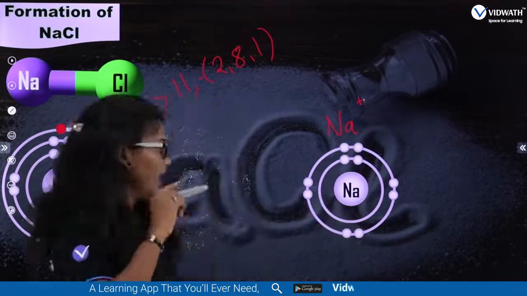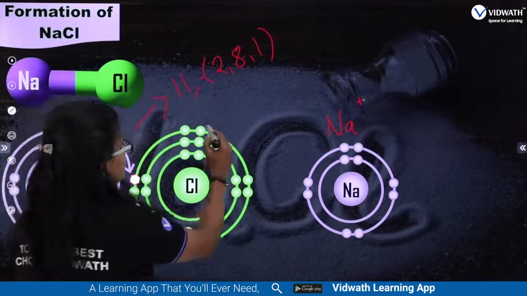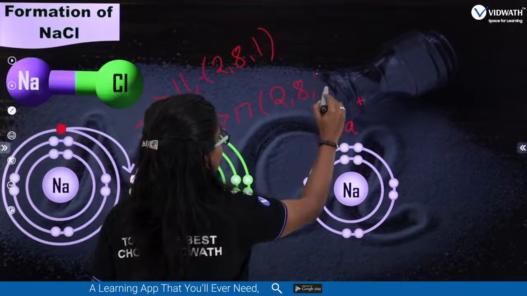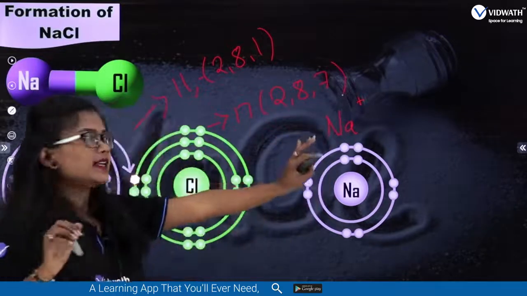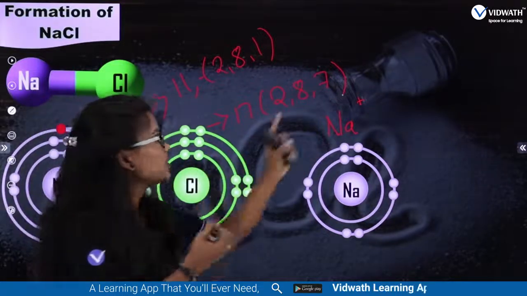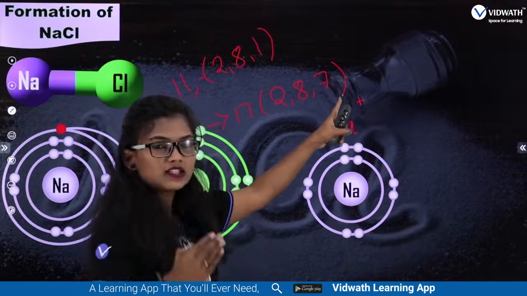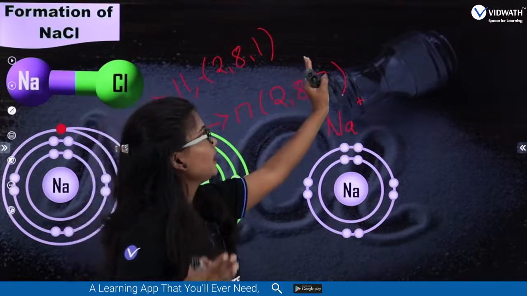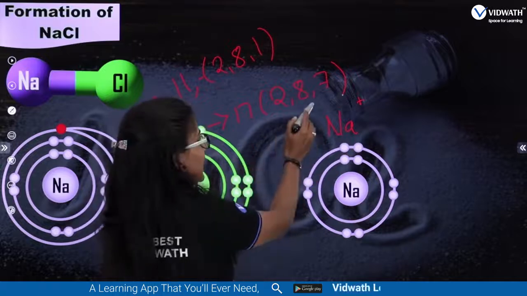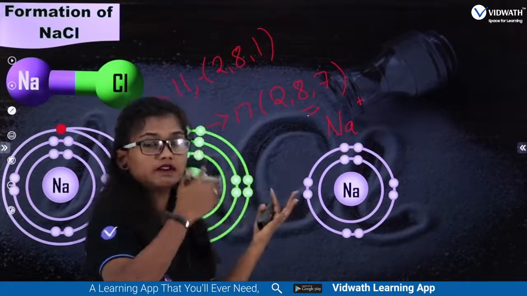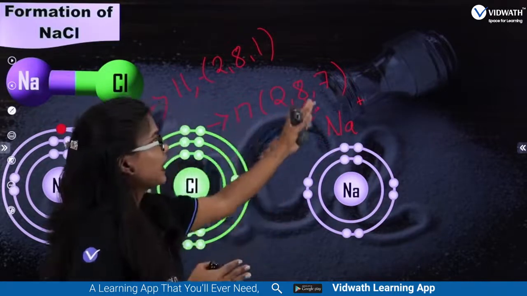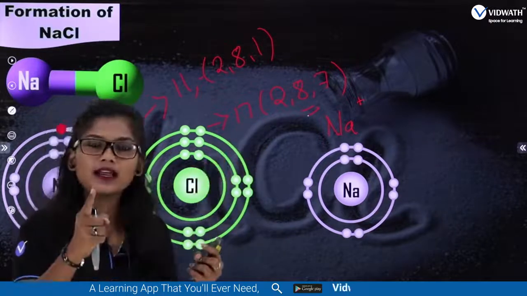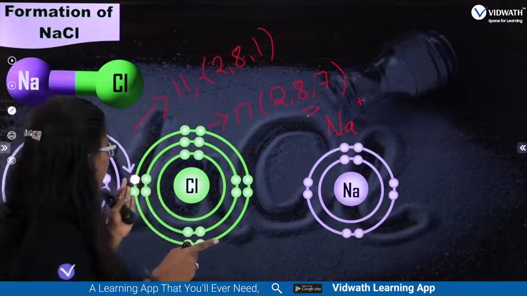So coming to chlorine, we know that chlorine, whose atomic number is 17, has the electronic configuration 2, 8, 7. So what are the chances? Either it gains 1 electron, so that the valence shell contains 8 electrons and it attains stability, or else it loses 7 electrons, so that the second shell becomes the valence shell with 8 electrons. It is very easy for it to gain 1 electron to attain stability.